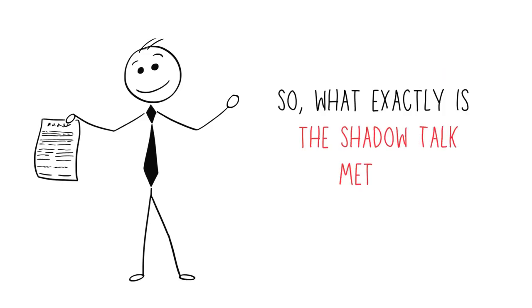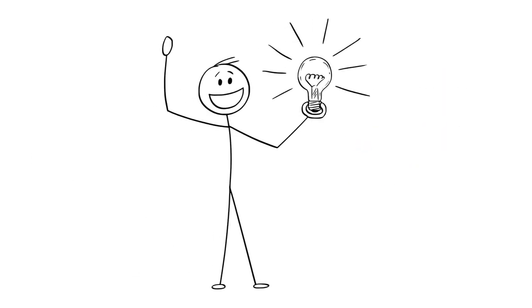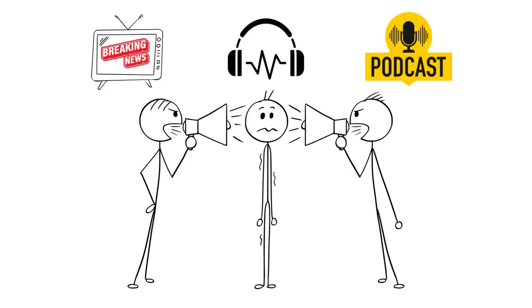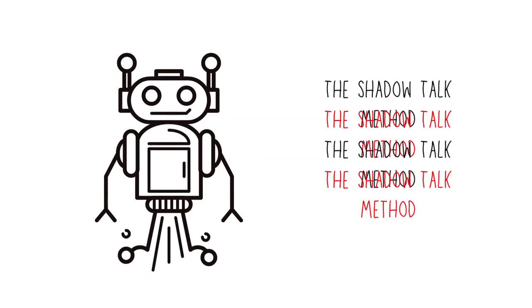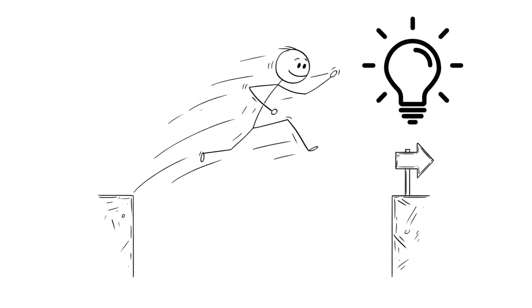So, what exactly is the shadow talk method? It's based on a simple idea. You listen to real English, and then you recreate it in your own words. Now, I don't mean just repeating line by line like a robot. I mean understanding the idea and then expressing it your way.